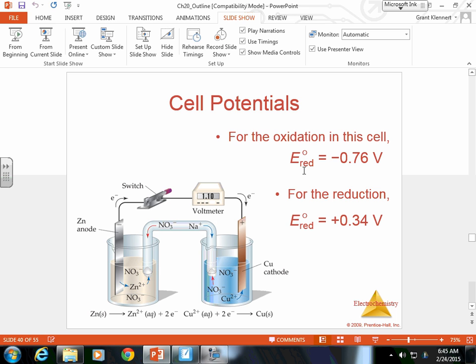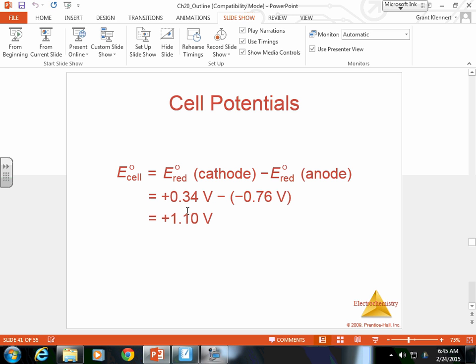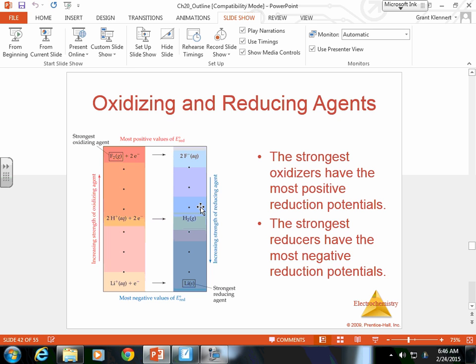So for the oxidation in this cell, the E reduction is negative 0.76. For reduction, it's positive 0.34. Now remember, the reduction is the cathode, the oxidation is the anode. So we're going to take 0.34 minus a negative 0.76, and we're going to find out that the possible cell potential for this battery is 1.1 volts. We're going to do a couple of examples with this in class as we talk about developing a voltaic cell, how we do it, and calculating the E cell that can exist.